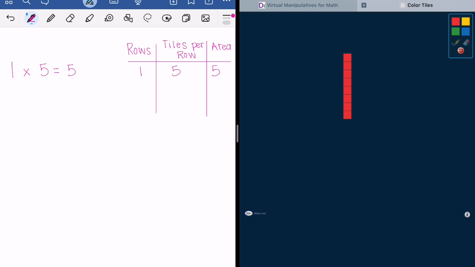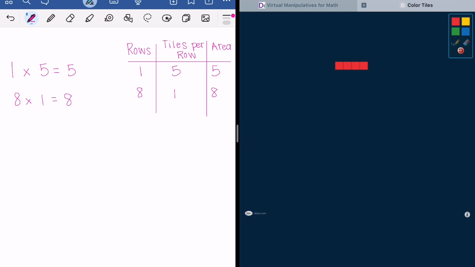What multiplication equation represents this model? 8 rows of 1 tile is the same as 8 square inches. Let's fill this in on our table. 8 rows of 1 tile gives an area of 8. Next, build an area model with 1 row of 4 tiles. What is the area of this model? The area is 4 square inches.